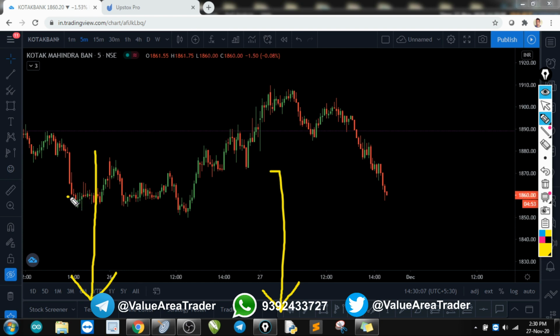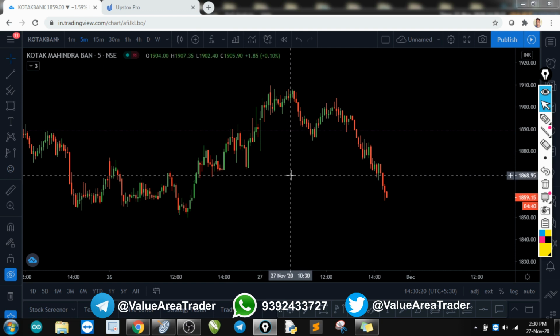Let's see if Kotak Mahindra comes to this demand zone. It has already reached the demand zone, so probably we are having an opportunity to buy Kotak Mahindra. Let's see.